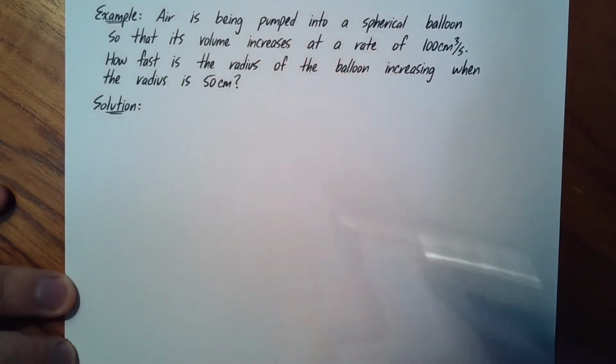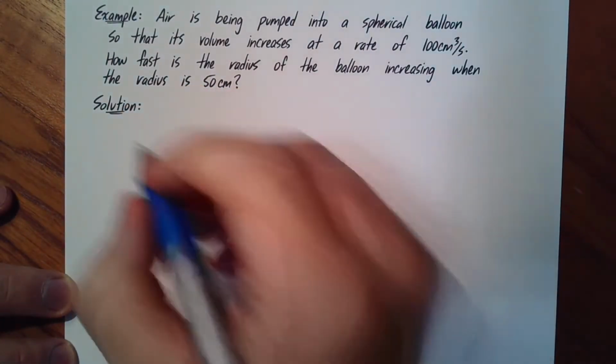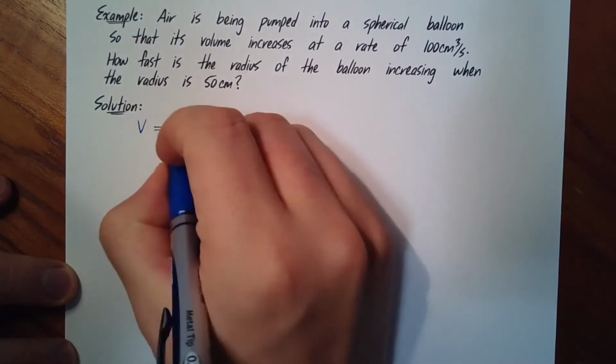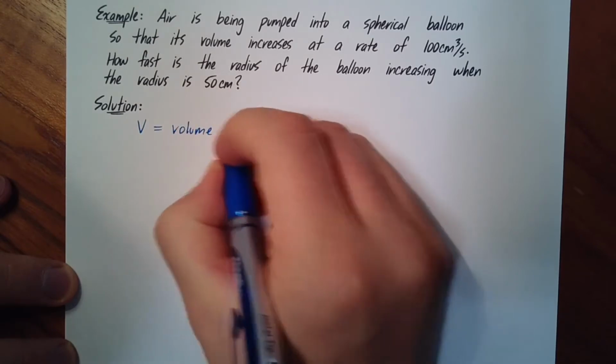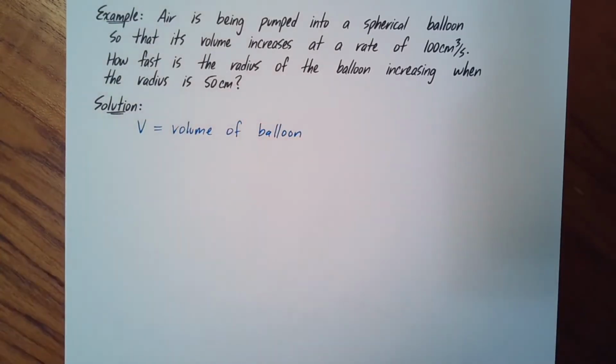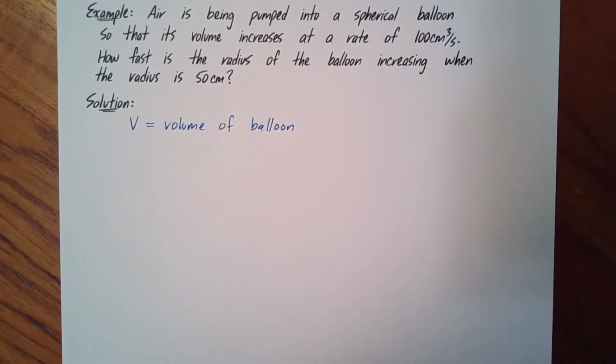So let's make up a variable for the volume. How about V, right? That's typically the letter you use for volume. So V is going to be the volume of the balloon, right? And let's take one extra second to specify the units as well. Then we don't have to worry about carrying the units through our calculations.